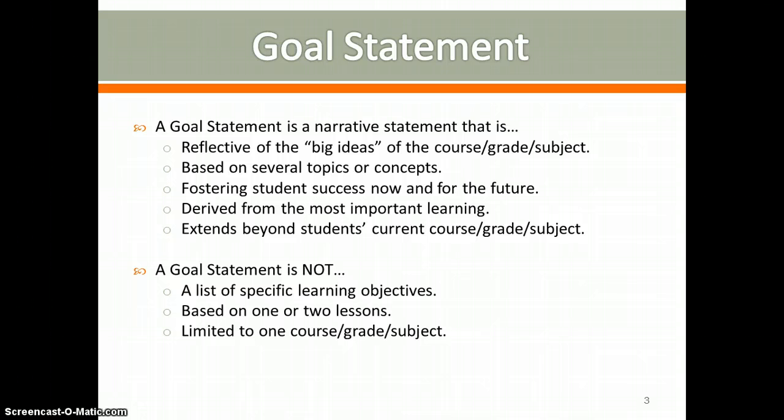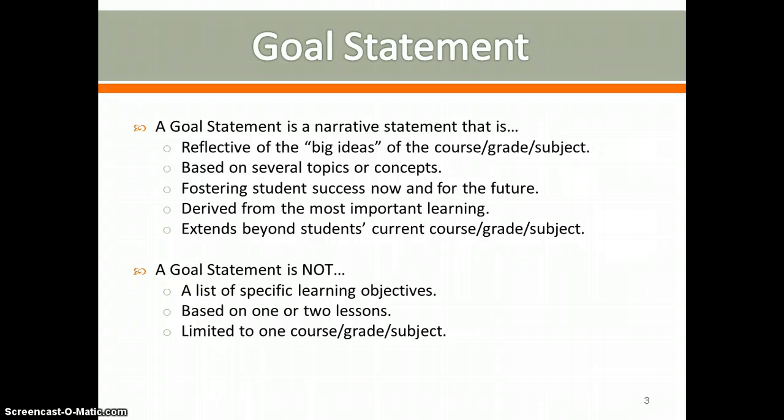A goal statement is indeed a narrative that encompasses these several bullets here. It should be reflective of big ideas of your course, grade, subject. It should be based on several concepts or topics. It should foster student success now in your course and for future endeavors. It should be derived from the most important learning, and it should extend beyond your current year, your course, grade, subject. It's really what are the big takeaways from your class?